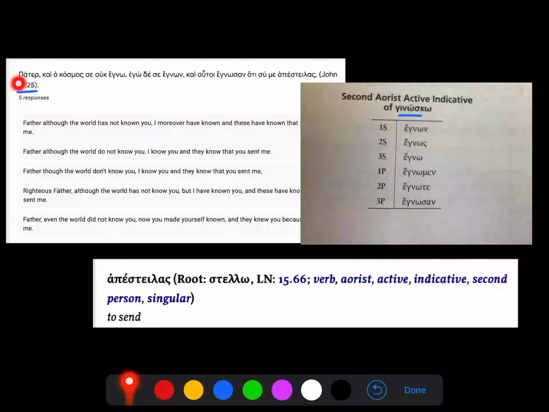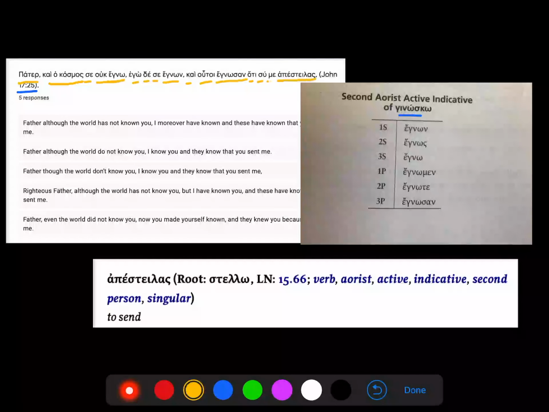How does it read? Pater, kai ho kosmos se ouk egno, ego de se egnon, kai houtoi egnosan hoti su me apesteilas. And how do we translate that? Father, also or even, the world does not know you, but I know you. And those, or they, know that you sent me.